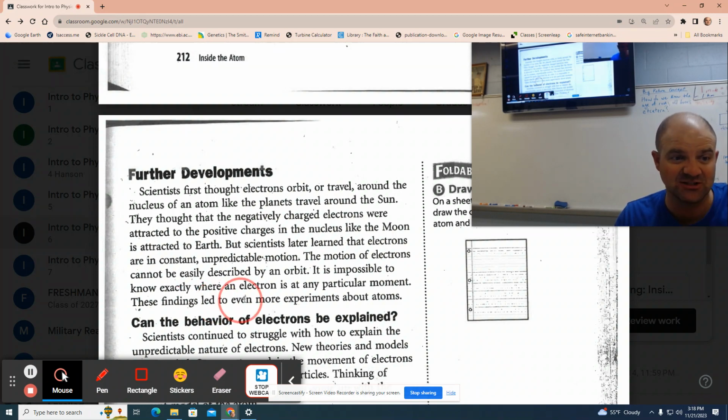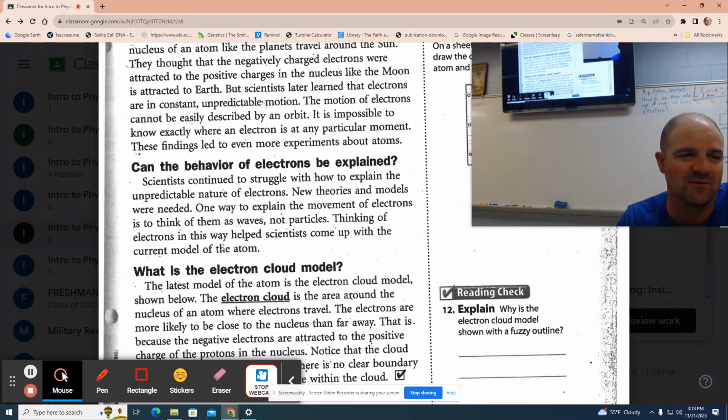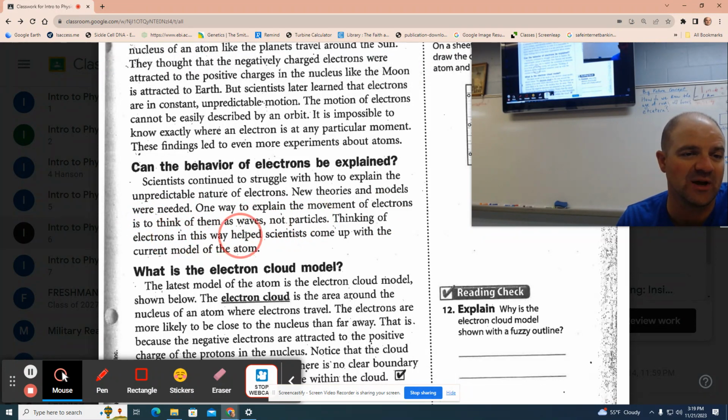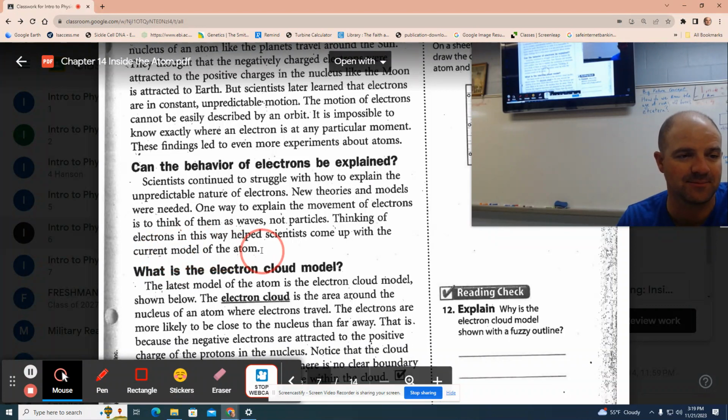These findings led to even more experiments about atoms. Can the behavior of electrons be explained? Scientists continue to struggle with how to explain the unpredictable nature of electrons. New theories and models were needed. One way to explain the movement of electrons is to think of them as waves instead of particles. Thinking of the electrons in this way helped scientists come up with the current model of the atom.